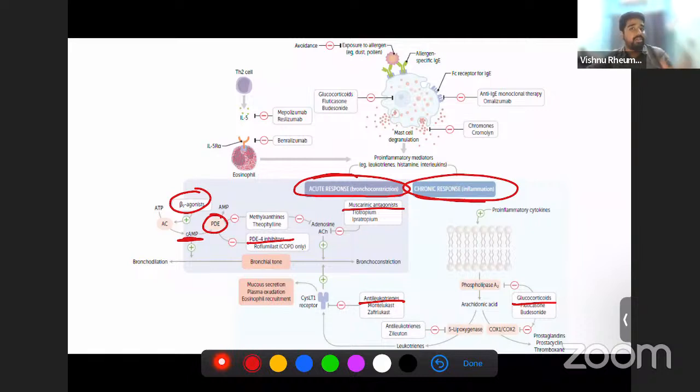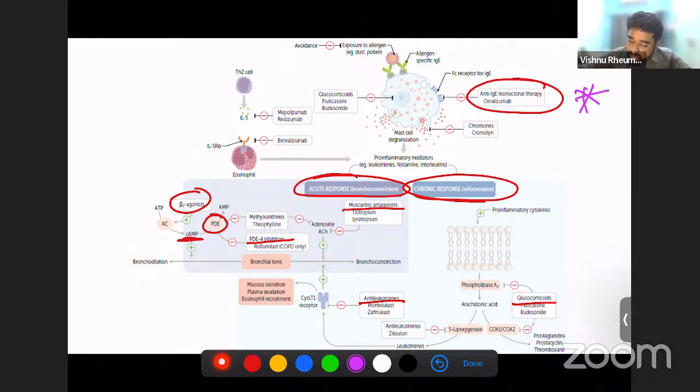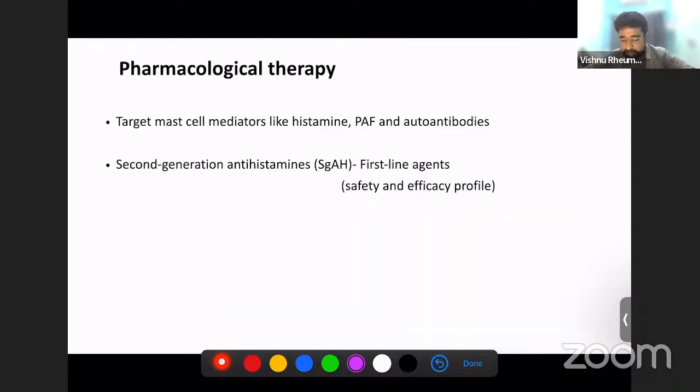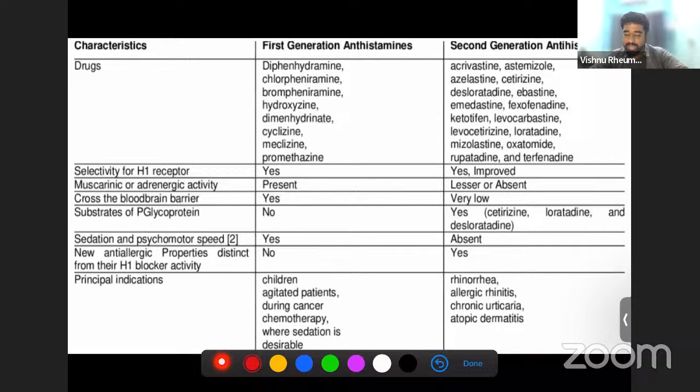But at the level of your mast cell, the main thing that you should remember is your anti-IgE monoclonal therapy, because we'll be looking at it in your refractory chronic spontaneous urticaria. Then you will have to use this treatment, that is your anti-IgE monoclonal therapy, that is your omalizumab. In your pharmacological therapy, your second generation antihistaminics are your first line agents, and they will basically target your mast cell mediators, that is your histamine.